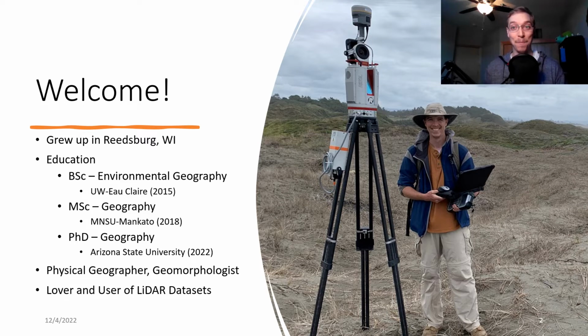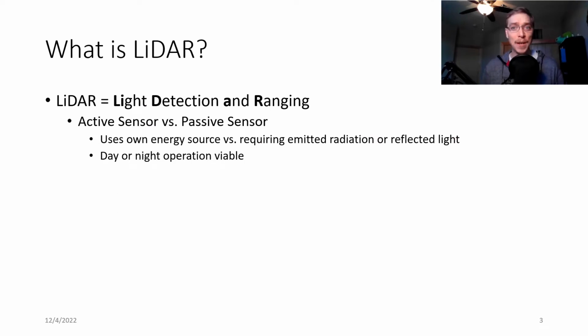So let's go ahead and get started. First off, what is LiDAR? Well, LiDAR stands for light detection and ranging. LiDAR is what we call an active sensor. Now in remote sensing and in the past number of weeks, you've been learning about things from passive sensors. Passive sensors just mean that it is using something else. It's requiring emitted radiation or reflected light off of different surfaces. LiDAR is an active sensor. It generates its own light source in the form of a laser pulse. That means you can use it in day or night.